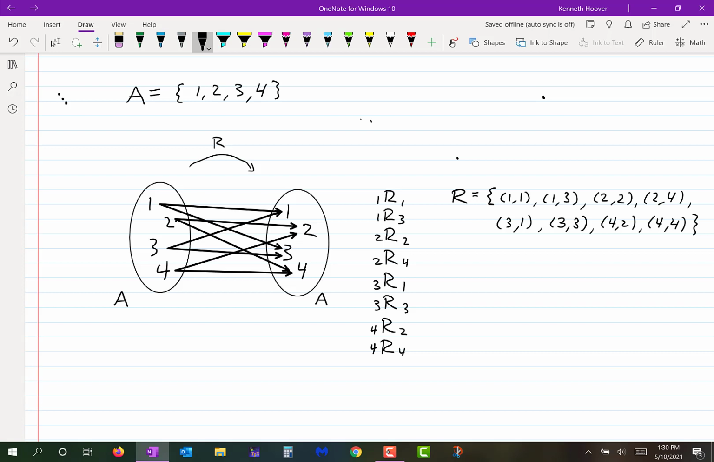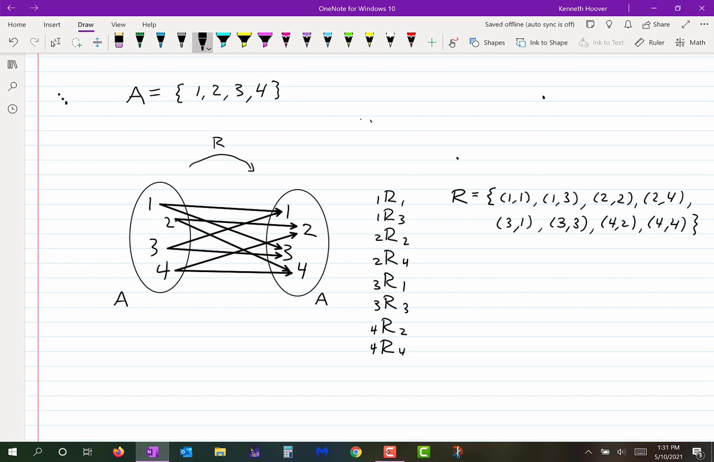Okay, the rule is this. A number in the domain is related to a number in the codomain if and only if the number in the codomain has the same parity.